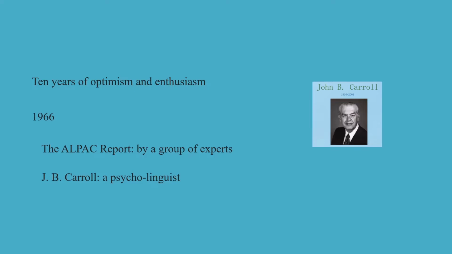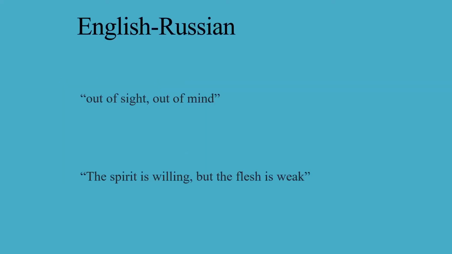A group of idiomatic expressions. For example, they ask the machine to translate out of sight, out of mind into Russian, because this group of experts, they don't understand Russian. So they ask the machine to back translate the Russian sentence into English. So they tested the machine with several examples, and these examples are idiomatic expressions. For example, out of sight, out of mind, first into Russian and then back translated into English.